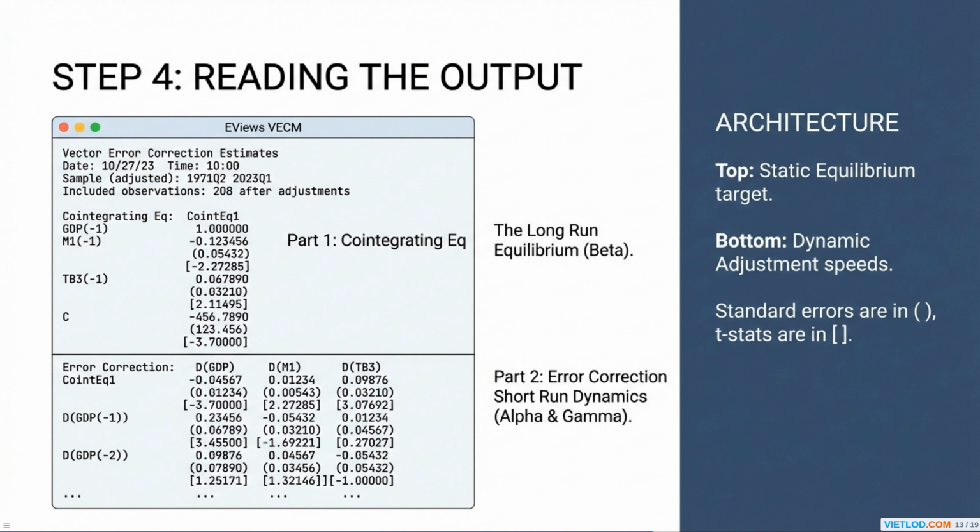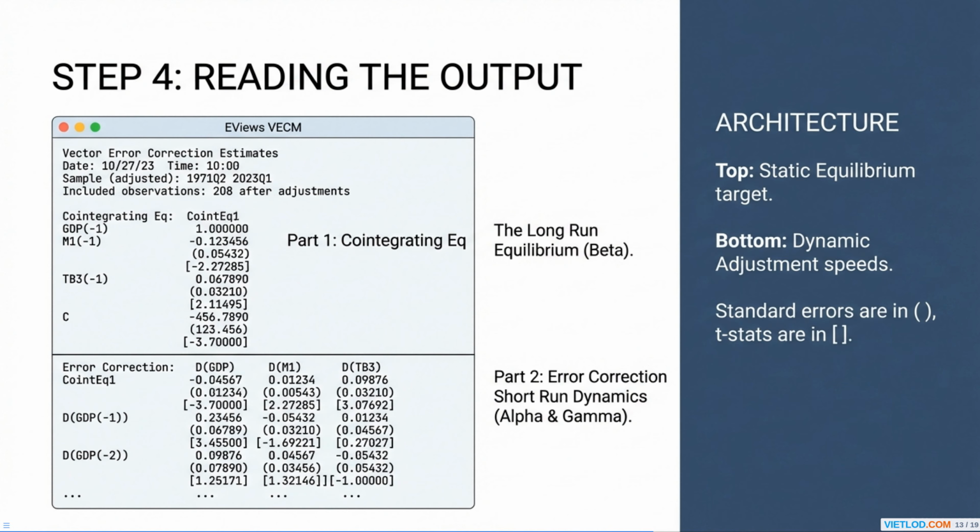Based on the unrestricted cointegration rank test, we found one cointegrating vector. Therefore, we set the rank equal to 1 in the VECM estimation settings. Additionally, since the optimal VAR lag was 4, we use a lag of 3 for the VECM, as it is P-1.